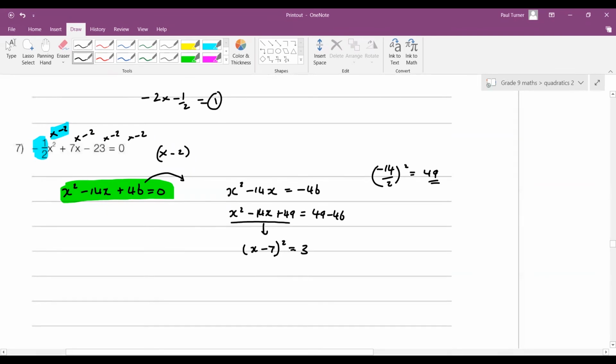So at this point, we'll take the square root of both sides. And this will be plus or minus. So we'll end up cancelling the square. So x minus 7 is plus or minus root 3. So x will be 7 plus or minus root 3. And that will give you 8.73 and 5.27. So 5.27, 8.73. All right, so it seems like most of you are getting it.